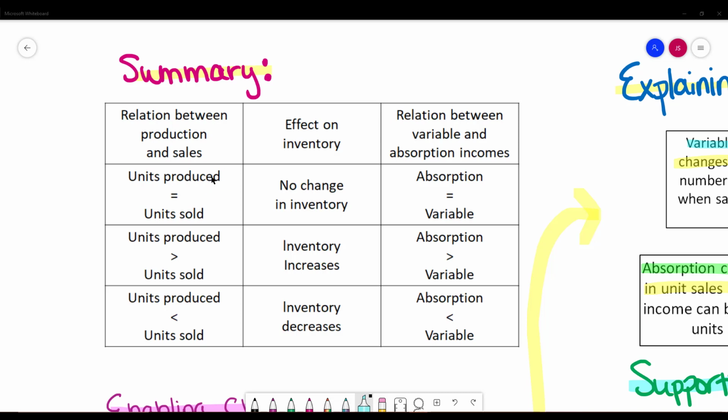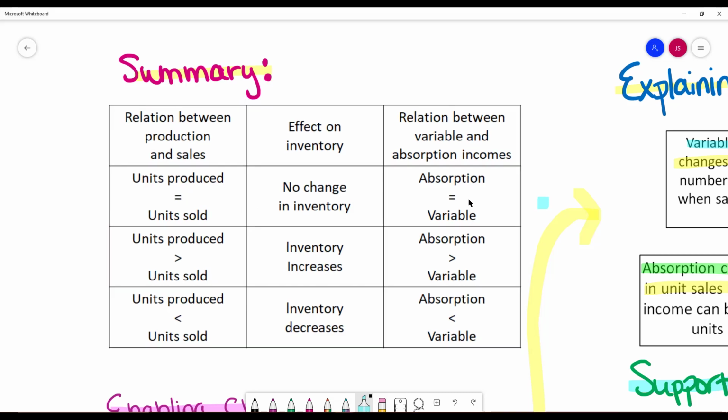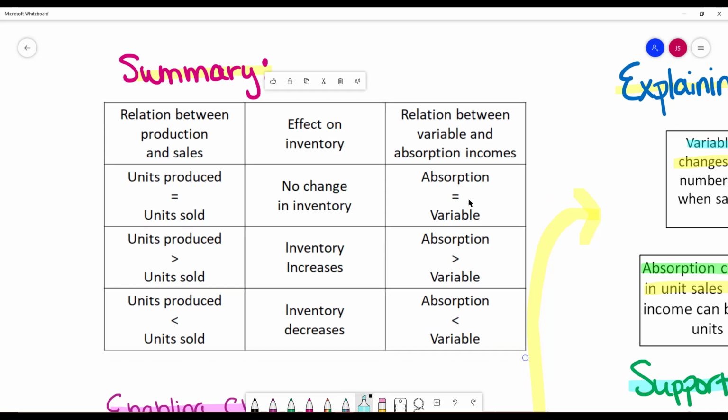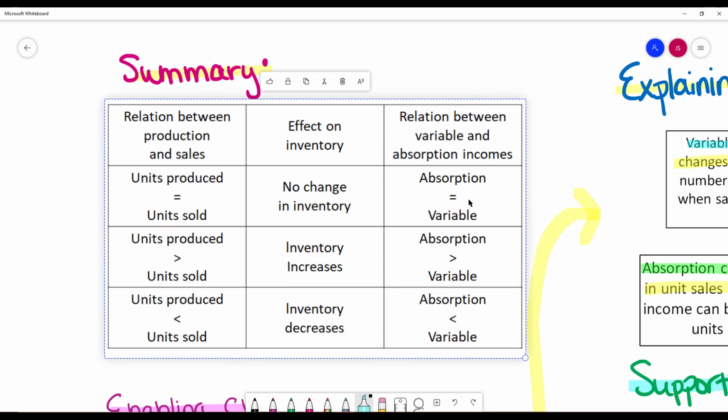So when your number of units produced equals your number of units sold, the net operating income under absorption costing is the same as the net operating income under variable costing. And why is this? Simply because no fixed manufacturing overhead in this situation is deferred in inventory or released from inventory. So the same amount of fixed manufacturing overhead is flowing through to the income statement under both these methods when the number of units produced equals the number of units sold.